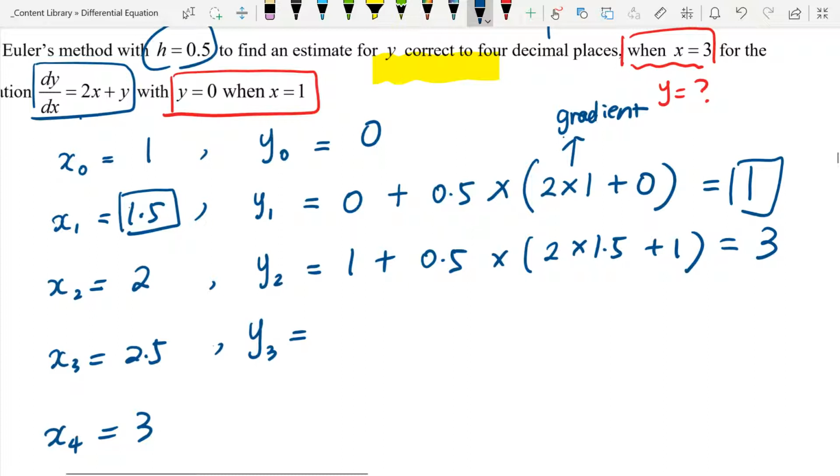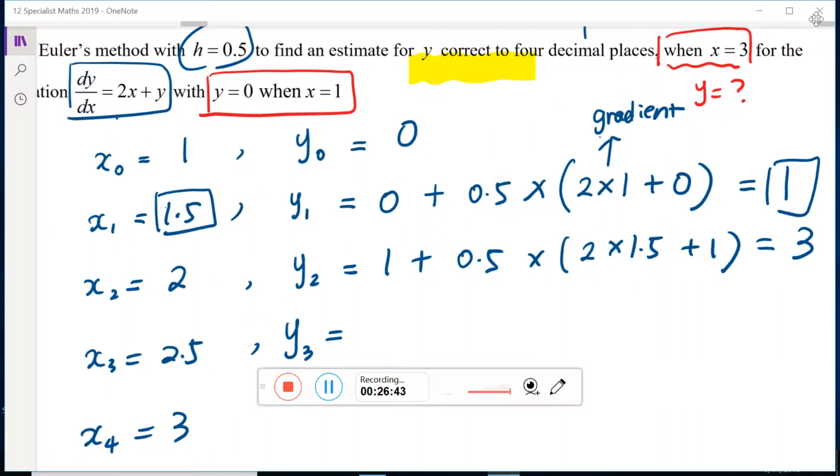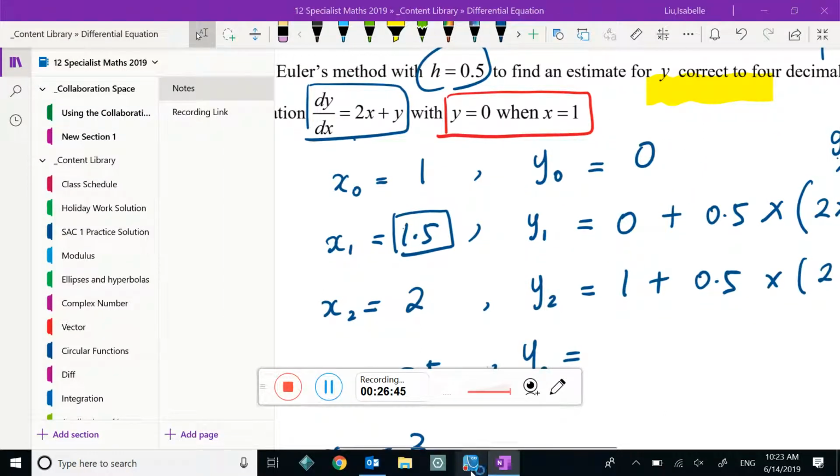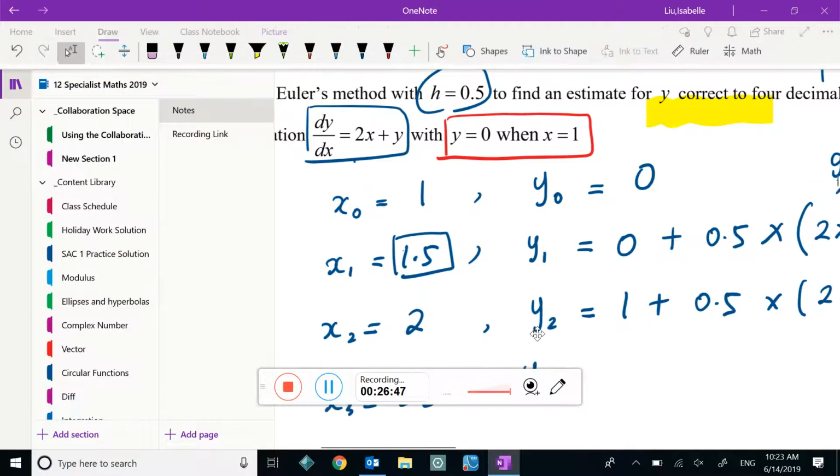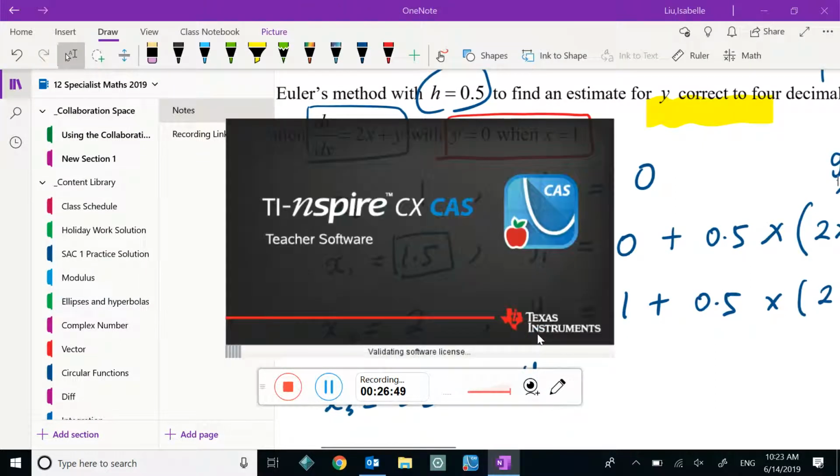Okay, you can keep going for the next two, but I think I want to show you the calculator first. You can spend a little bit of time to work on the next two.